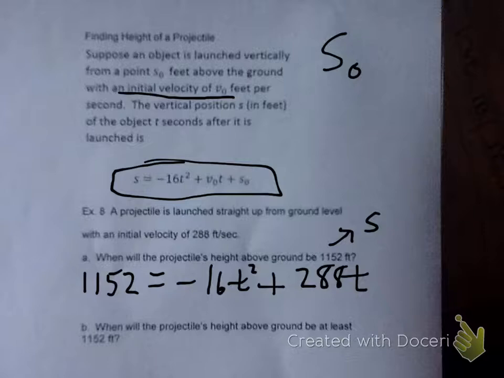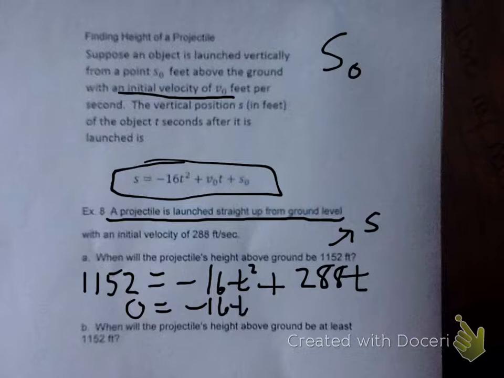Now, it says suppose an object is launched vertically from a point S0 feet above the ground. Well, it says the projectile is launched straight up from ground level. How many feet is ground level? 0. So S0 in this case would be 0, because the initial position was on the ground. So what you would do is subtract 1152 from both sides. So it's going to look like this.